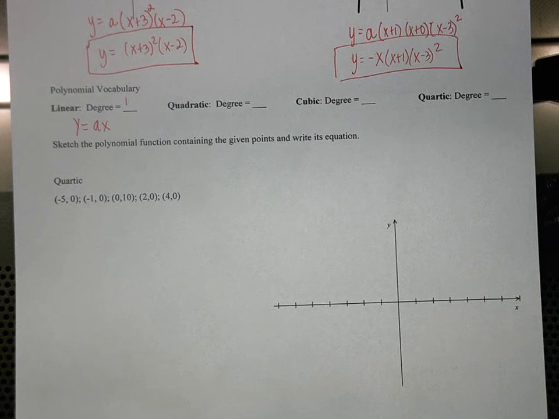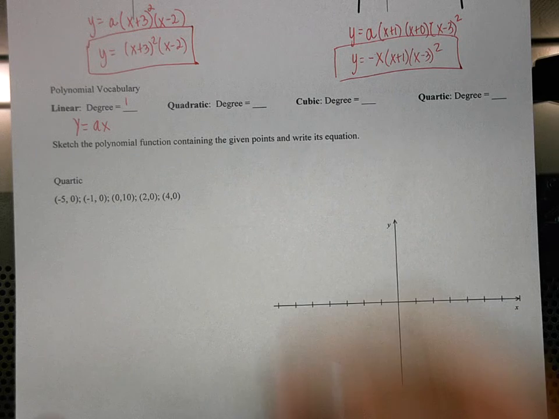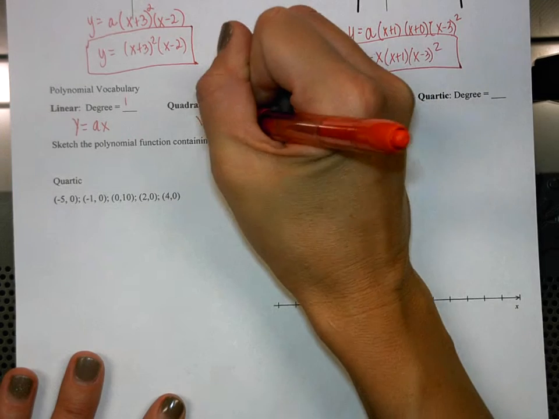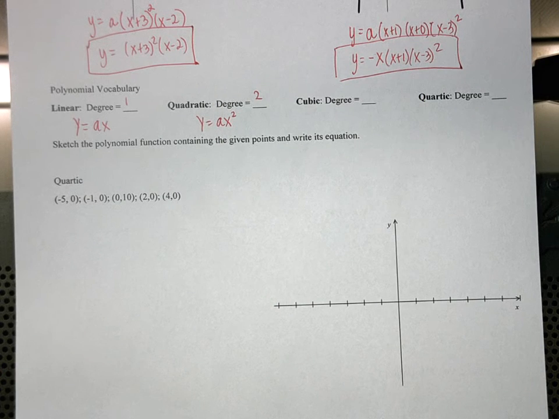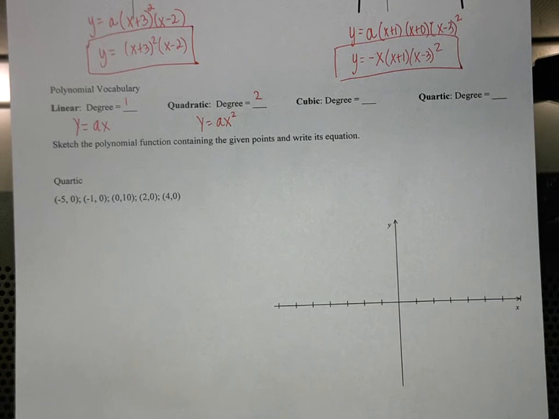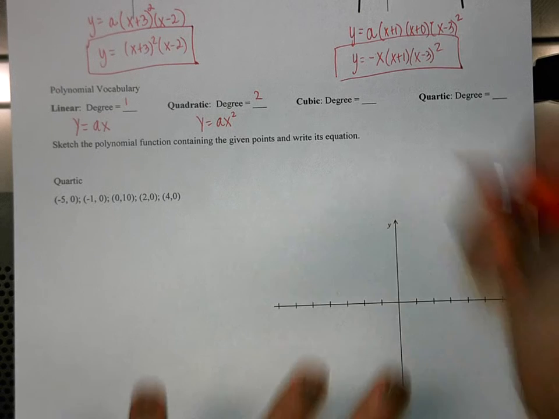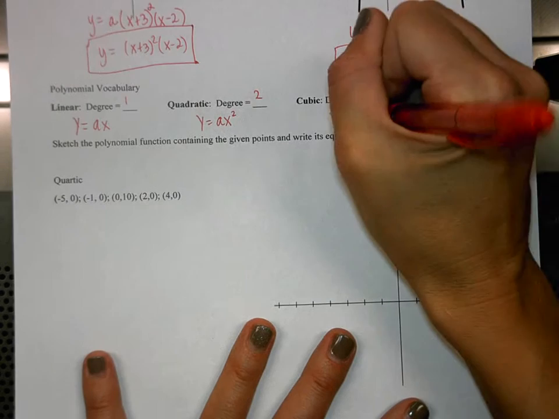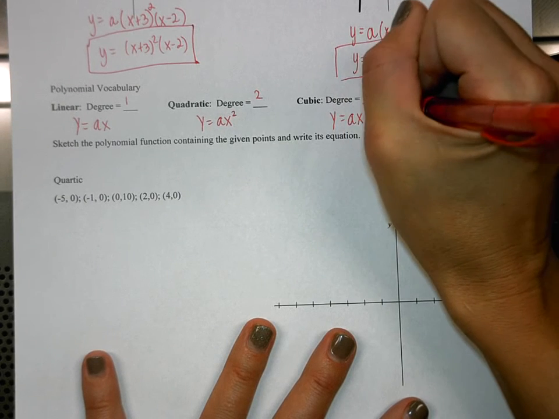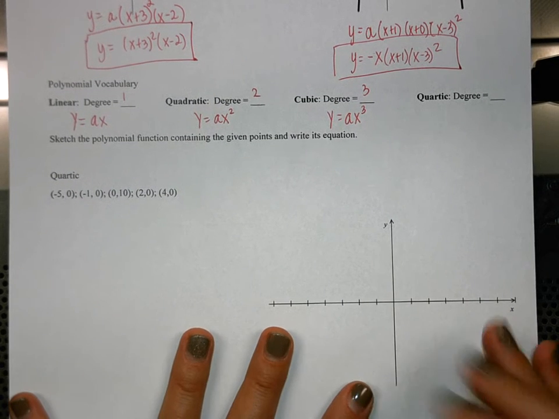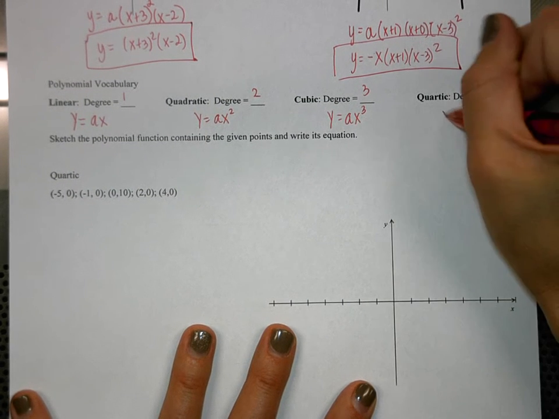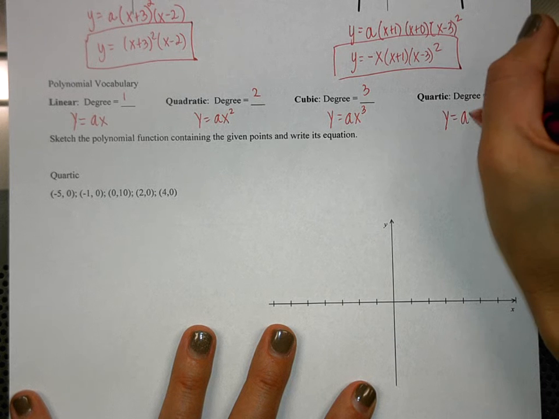A quadratic, the degree is 2. An equation for a quadratic would be y equals ax squared. And again, your x has a 2 power. Cubic degree would be to the third. And an equation, y equals ax to the third. And a quartic degree would be 4. And an equation we could write would be y equals ax to the 4th.